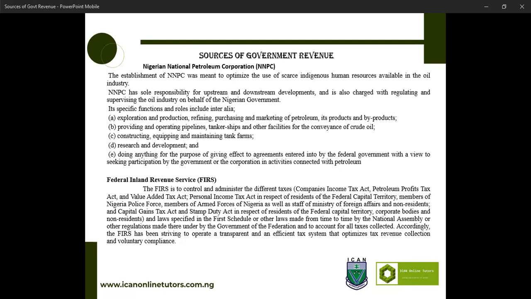Among them is the DPR, Department of Petroleum Resources. We are coming to that. Another agency is the Federal Inland Revenue Service, FIRS.